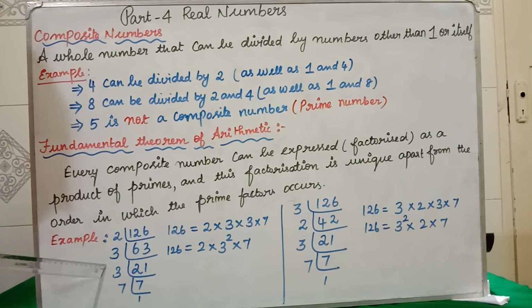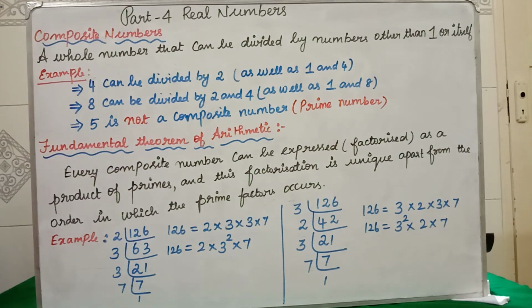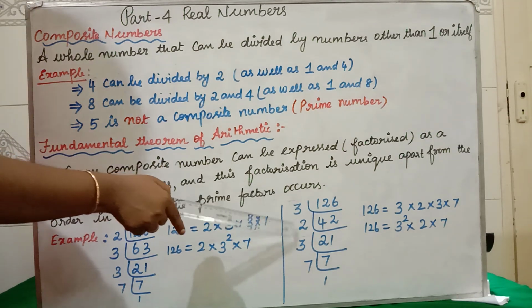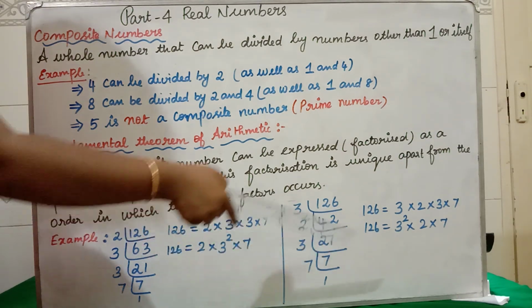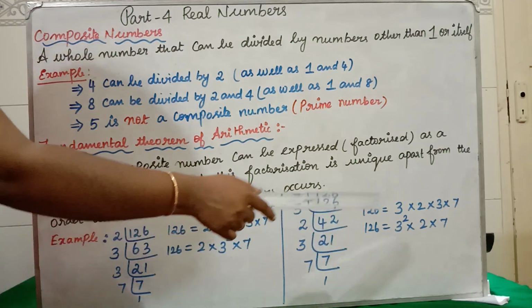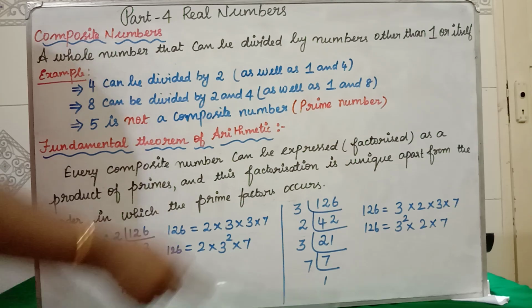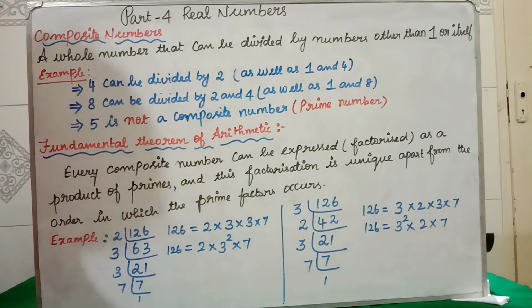You can see the same factorization I have done here for 126, but here I started with 2, and if you see here I have started with 3. So even if I start with 3, what am I getting? 3 into 2 into 3 into 7. Afterwards, how many 3s do I have? Two 3s, so I write 3 square, and one 2 is there and one 7 is there.